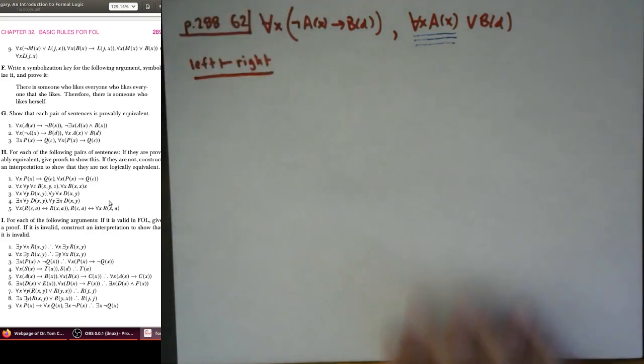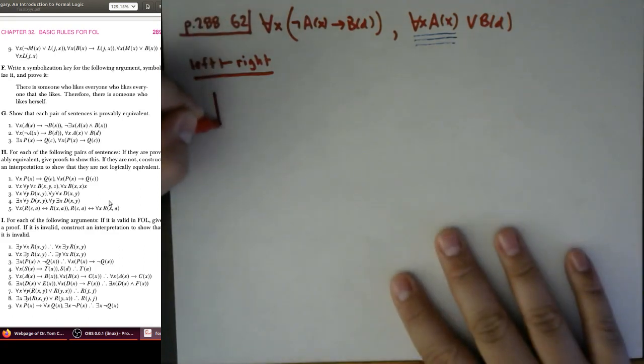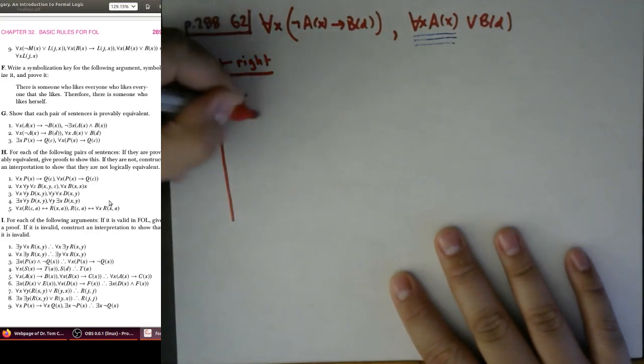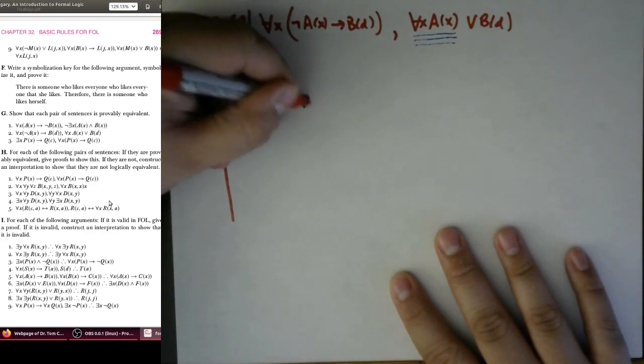So let's start with proving the left proves the right. Remember, that symbol means that with this assumption, I can write a proof that leads to this conclusion. Okay, so let's start a proof, and I'm going to assume for all x, not A of x implies B of d.